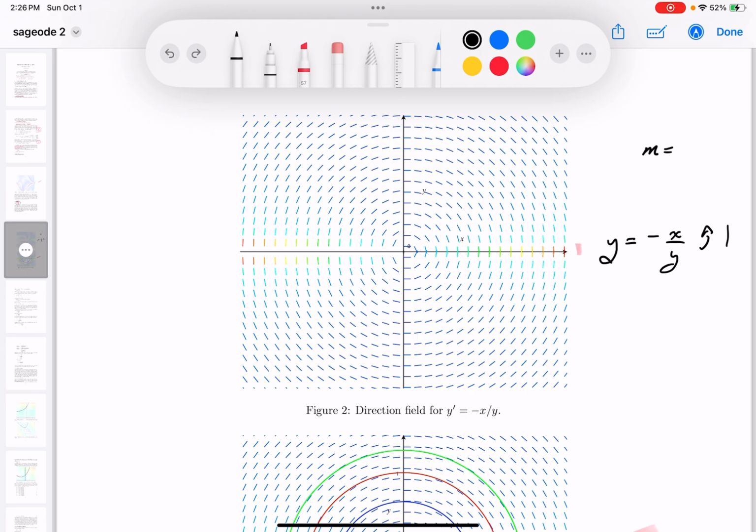Now, before I say that, I also want to point out when x goes towards 0, I'm expecting to see horizontal tangent lines.